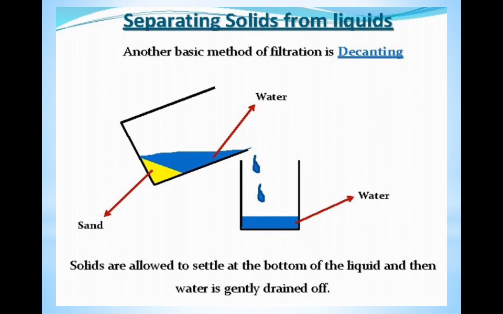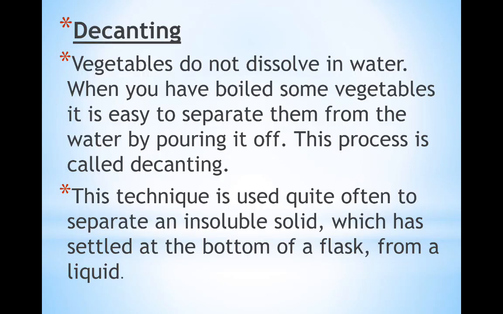Separating solids from liquids. Another basic method of filtration is decanting. Solids are allowed to settle at the bottom of the liquid and then water is gently drained off. Vegetables do not dissolve in water. When you have boiled some vegetables, it is easy to separate them from the water by pouring it off. This process is called decanting.